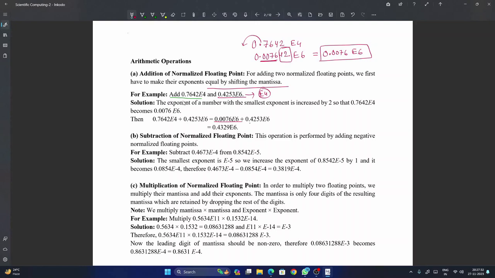And after making that, you have 0.4329 into E6. That is the process. Same method for the subtractions.